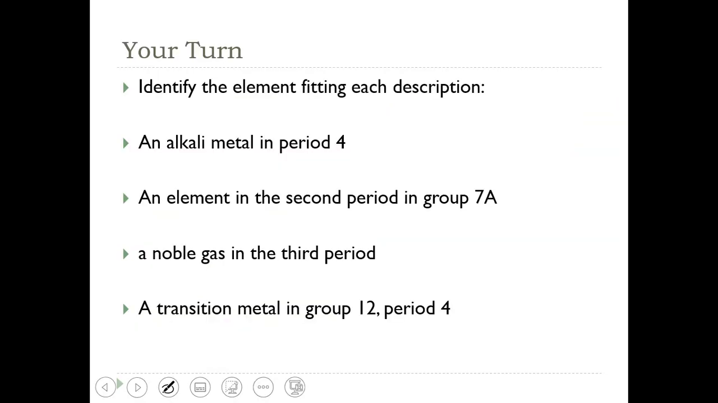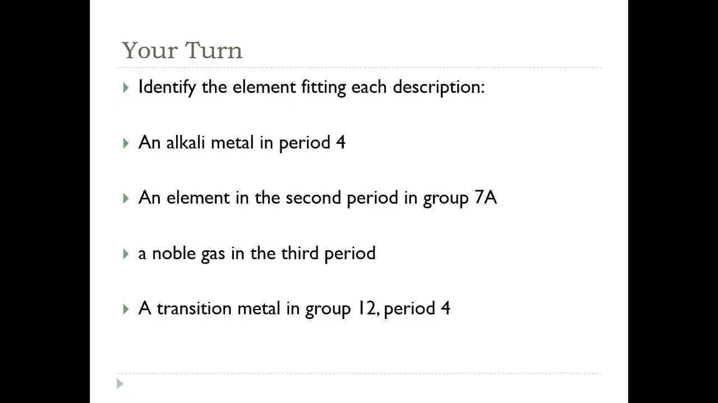Okay, your turn again. Identify the element fitting each description: an alkali metal in period 4, an element in the second period in group 7A, a noble gas in the third period, and a transition metal in group 12, period 4. Pause the video and refer to a periodic table. I wouldn't expect you to remember these from memorization, but using a periodic table, see if you can find the element that fits these descriptions.